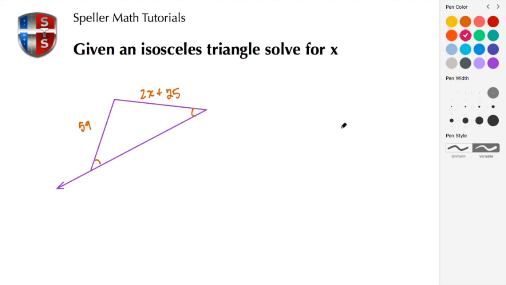In today's tutorial, we're going to work with a problem where we're given an isosceles triangle and we need to solve for x.